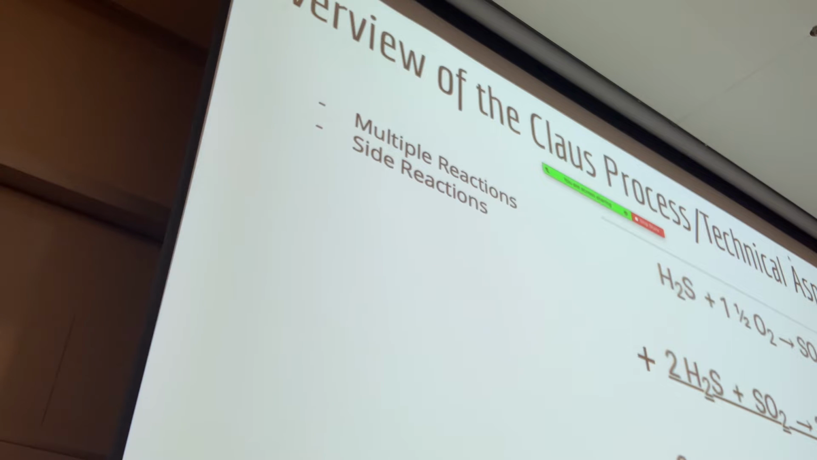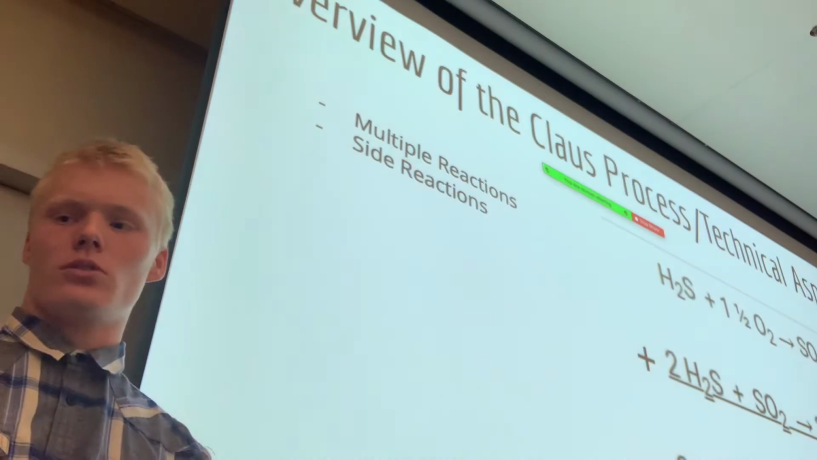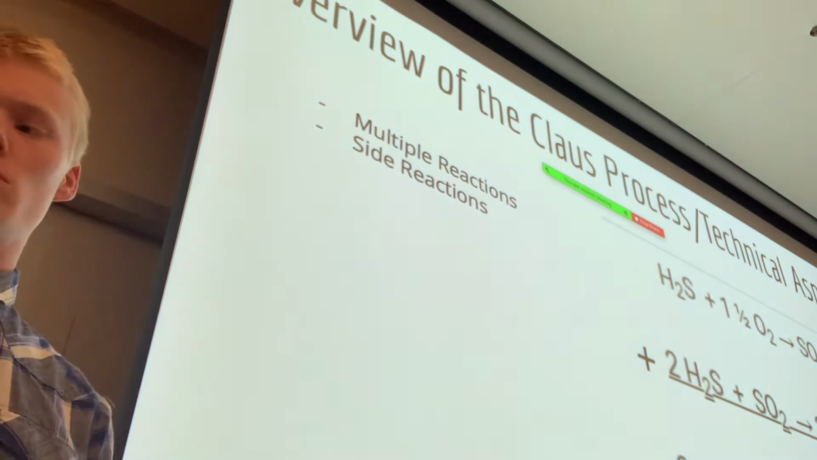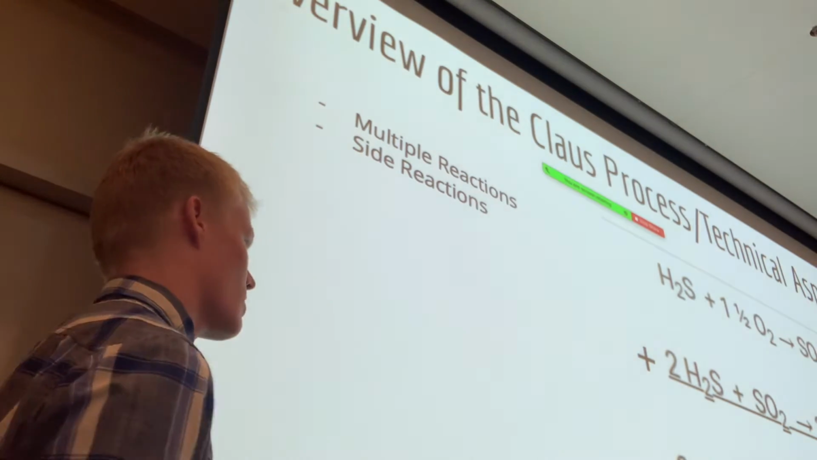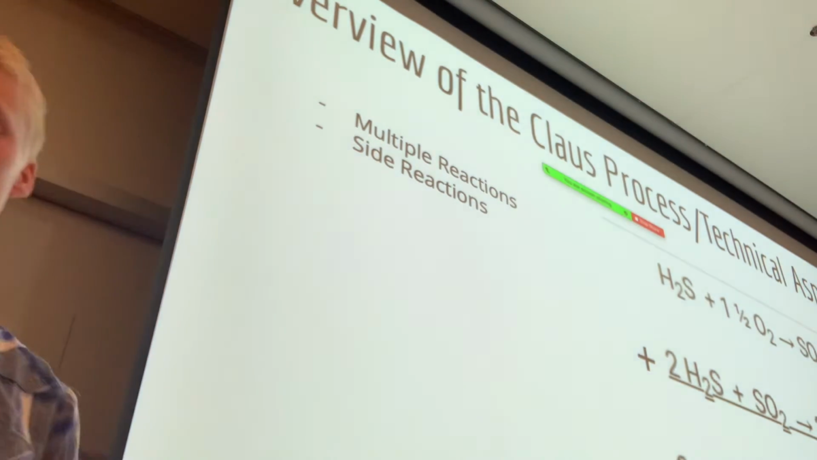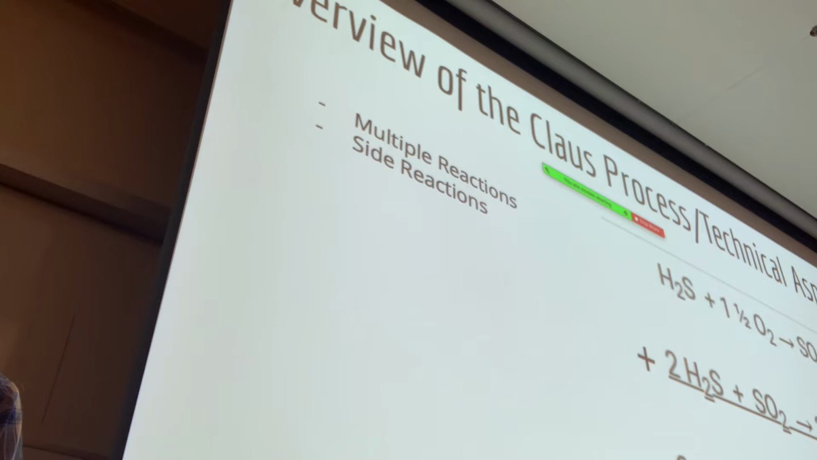Here are the reactions. This first reaction is the feed gas. It contains hydrogen sulfide, and so it's reacted with oxygen. This is a combustion reaction. It produces sulfur dioxide and water, as you can see. This needs to be happening at very high temperatures.